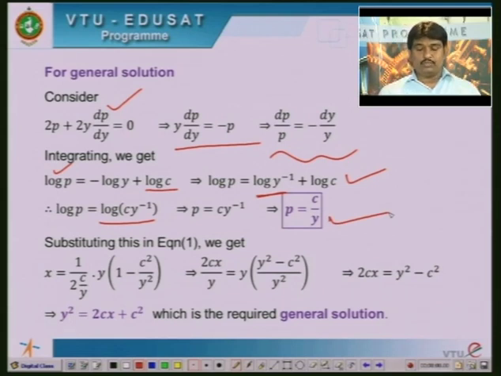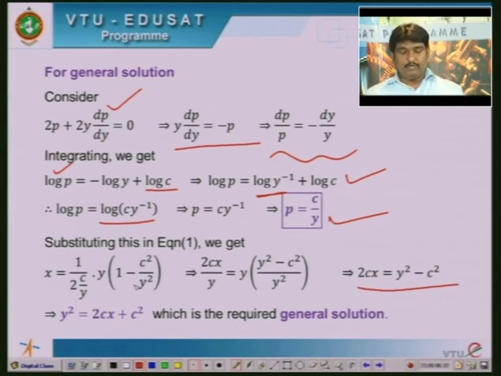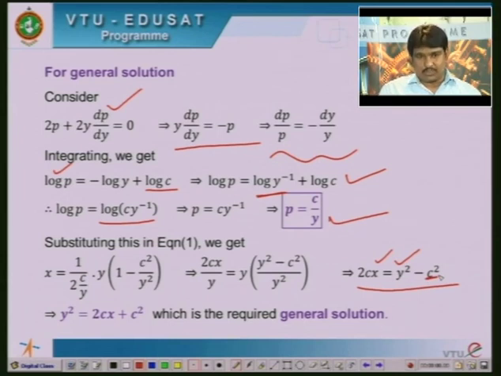Now you have to substitute this value in the given differential equation and eliminate p. The p elimination results in this equation. When you substitute the p value in the given differential equation and simplify, you get 2cx equals y square minus c square. So it's a relationship between dependent variable y and independent variable x containing one arbitrary constant c, which is nothing but the solution of the first order differential equation, which is y square equals 2cx plus c square. This is the general solution.